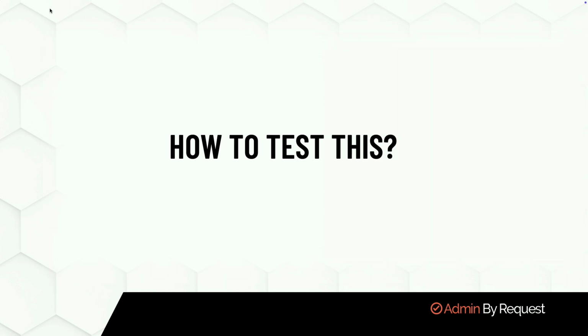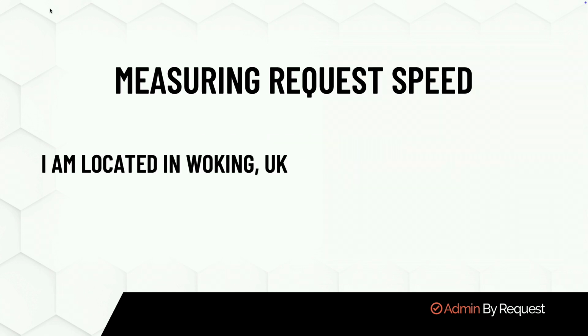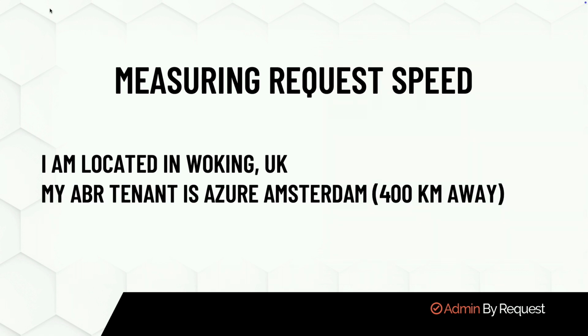So here I am in Woking in the UK. The tenant that my endpoint, the Admin By Request endpoint, is hooked up to is in the Azure Amsterdam DC. I mean, we have many DCs. We have them in Germany, we've got them in the UK, we've got them in the US. But I am attached to one that is in Amsterdam, and that's about 400 kilometers away when I last checked.